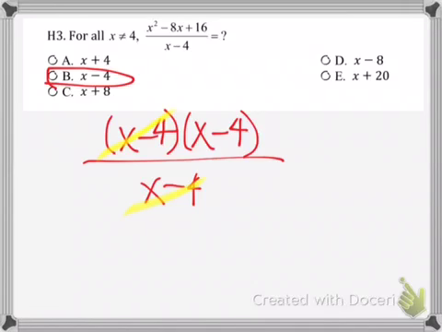Number 3, for all x that doesn't equal 4, x squared minus 8x plus 16 divided by x minus 4 equals. So what you want to do is factor it. You're looking for numbers that multiply to give you positive 16. That would be -4 times -4. So you write x minus 4 times x minus 4 divided by x minus 4. And you cancel out the x minus 4 as the common factor, so the answer is B.